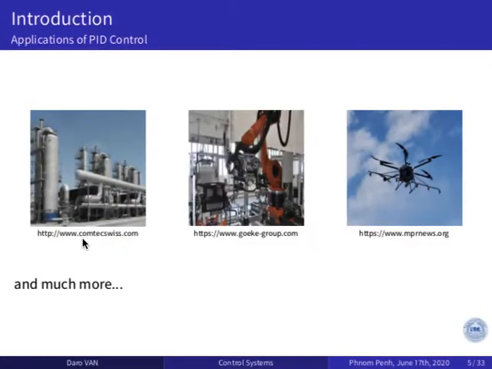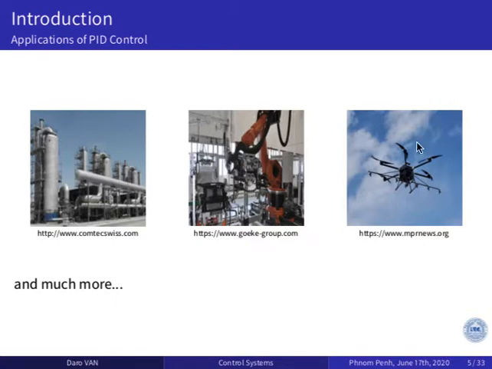Okay, and PID control is everywhere. It has been extensively used in process control. For example, in industrial plants, you want to control the flow of the liquid in the tanks. You want to control the temperatures in the tank, the pressures, and so on. In robotics, for example, in this robot arm, you may want to control the end effector of this robot to follow some path or some trajectory.